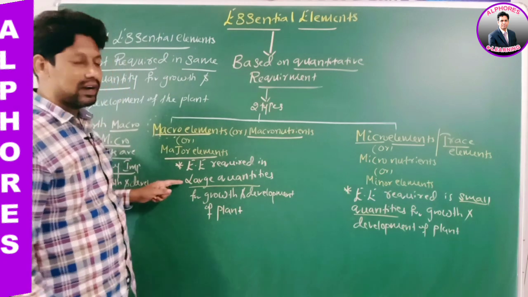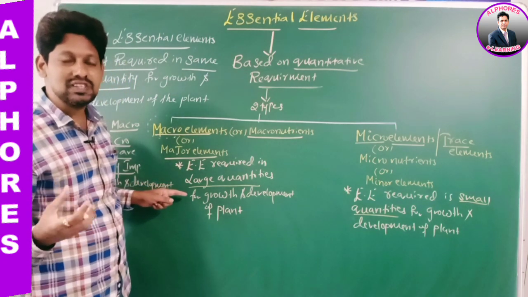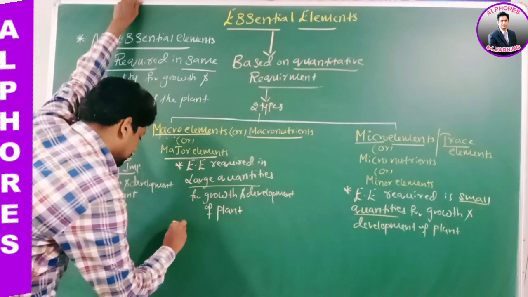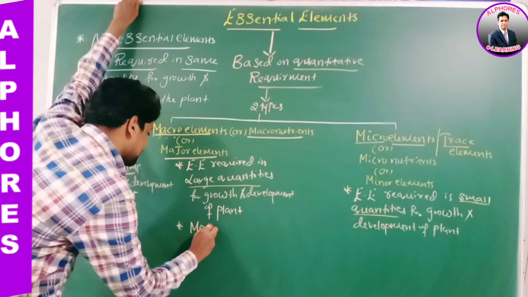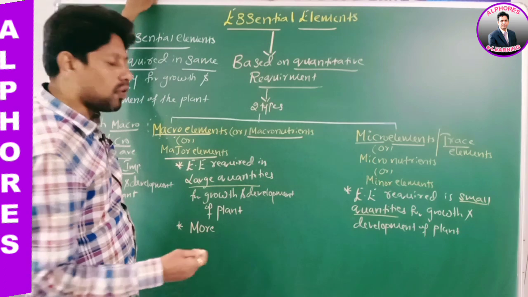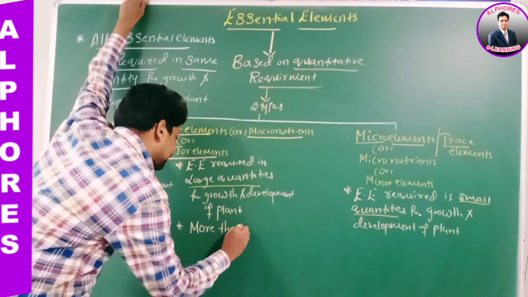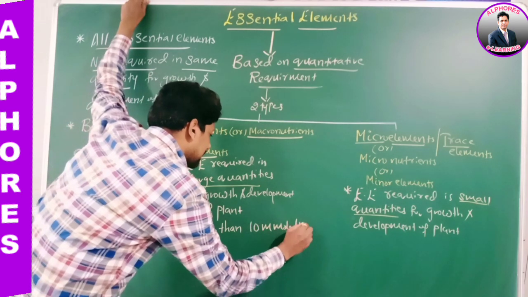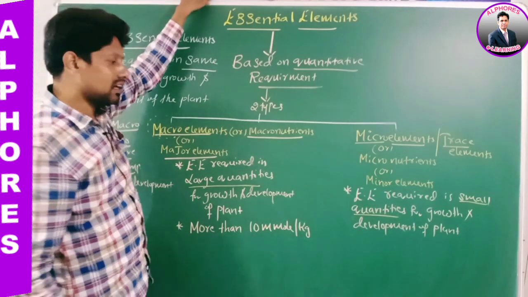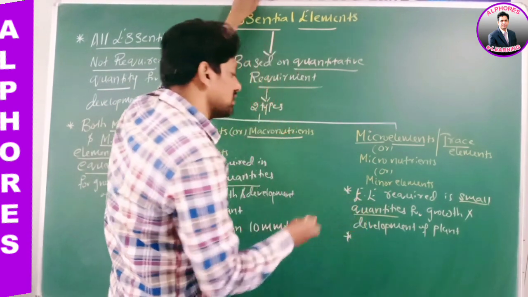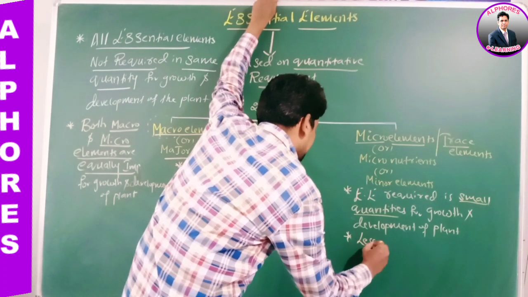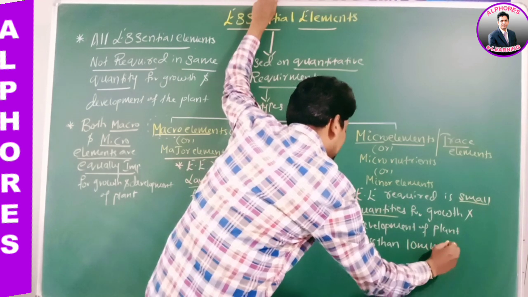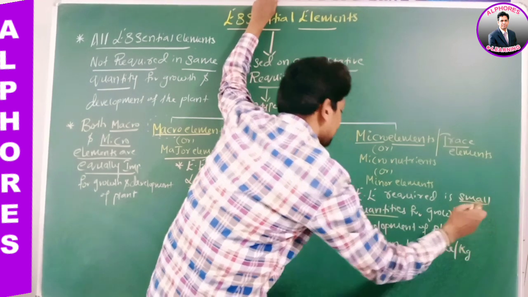Macro elements are required in large quantities. Large quantities means how much, sir? More than 10 mole per kg. Micro elements are required in small quantities. Small quantities means how much, sir? Less than 10 mole per kg.